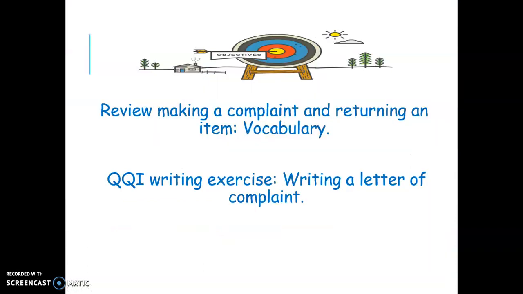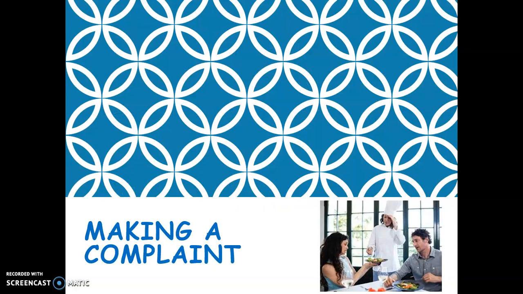So today then, we are going to review making a complaint and returning an item. This is all of the vocabulary that we looked at in the last lesson last week. So we're just going to review that vocabulary, and we're going to do our last QQI writing exercise. I know you'll all be very happy to hear that. So we are going to write a letter of complaint using the vocabulary that we learned last week and revise today. Okay, so with that in mind, let's go!